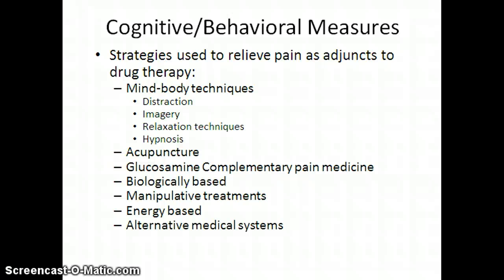We did talk about this mind-body technique, the distraction imagery. I didn't talk about hypnosis, but that is also out there to use in conjunction with medications. Acupuncture, glucosamine, complementary pain medication, manipulative treatment, so seeking the chiropractor, acupressure, massage, any of those kinds of things are going to be very good to help increase the effectiveness of our pain medications.